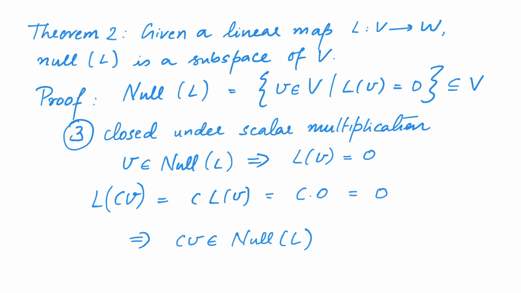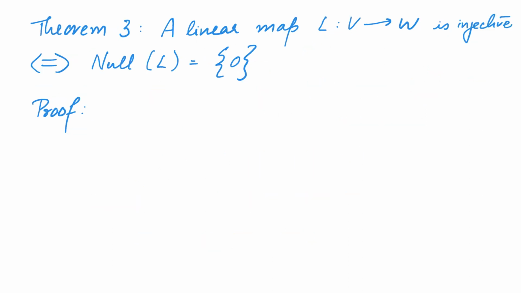More precisely, we have the following theorem. A linear map L from V to W is injective if and only if the null space is the singleton set 0. Let us first prove the easy implication. That is, if L is injective, then the null space is equal to the singleton set 0. However, in this case, it's easier to prove the contrapositive of this statement.